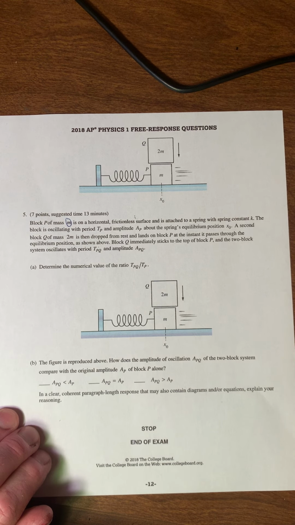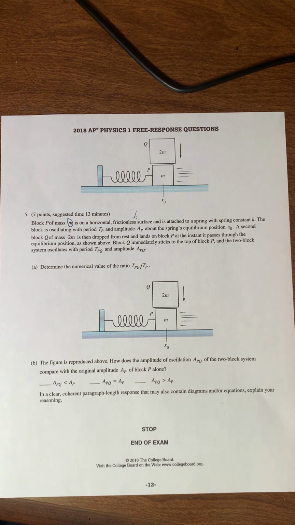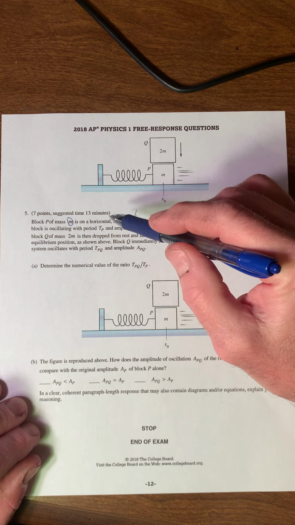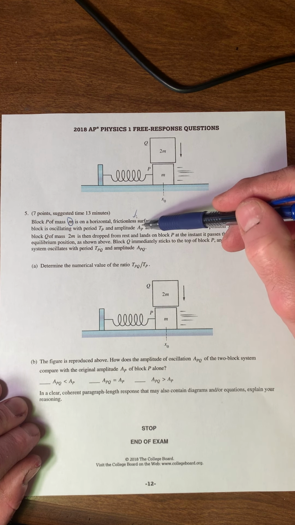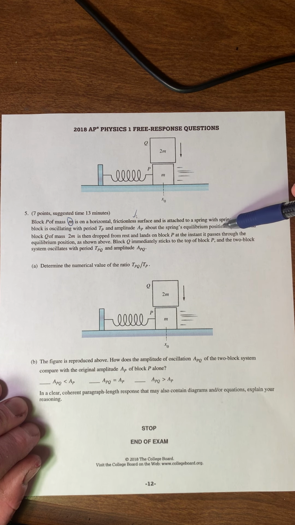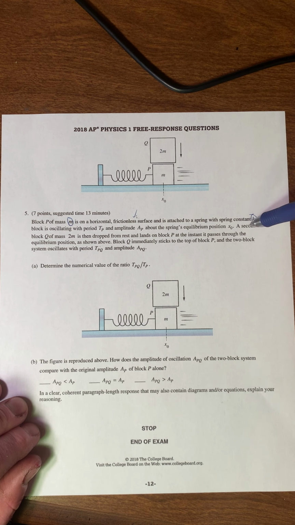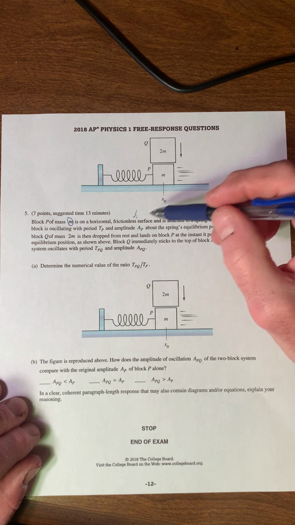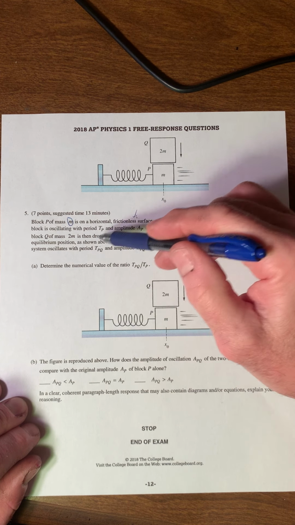So, a block of mass M on a horizontal frictionless surface like that, so no losses of energy due to that, attached to a spring with spring constant K. The block oscillates with period T_P and amplitude A_P about the spring's equilibrium position, which is right there when the spring is not compressed or stretched out. A second block of twice the mass is then dropped from rest, so v initial equals 0 for that guy, and lands on block P at the instant it passes through the equilibrium position.